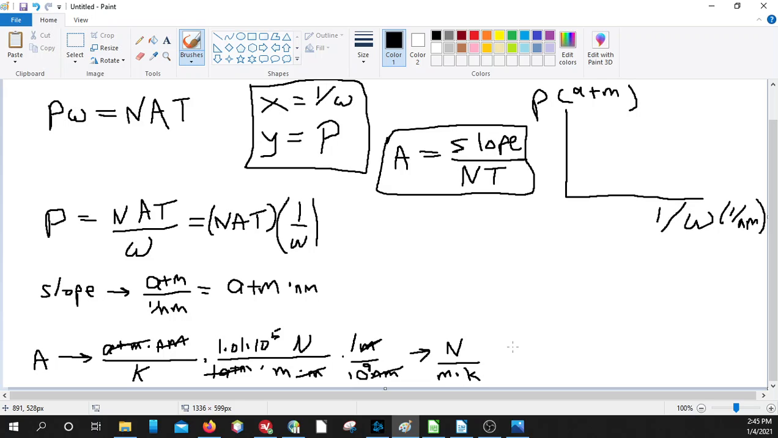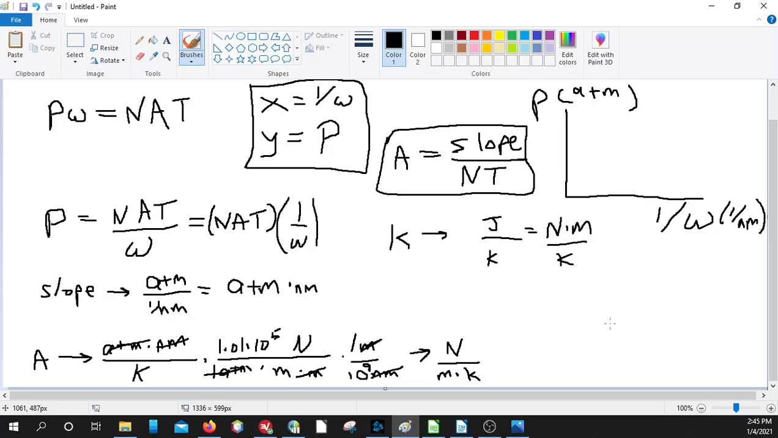Now, one more thing I want to do is compare this to Boltzmann's constant. The units for Boltzmann's constant are joules over Kelvin. And a joule we can write as a Newton times a meter, so newton-meters over Kelvin. So we're getting different units, and we should expect that. For Boltzmann's constant, we have a Newton times a meter over a Kelvin. And here we have a Newton divided by a meter. So basically the meter goes from the top to the bottom.